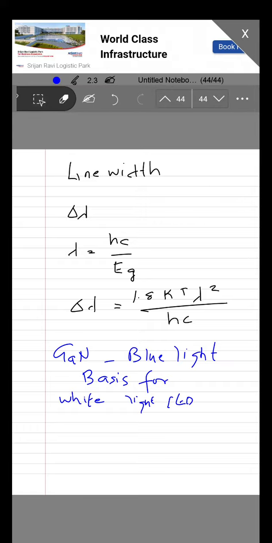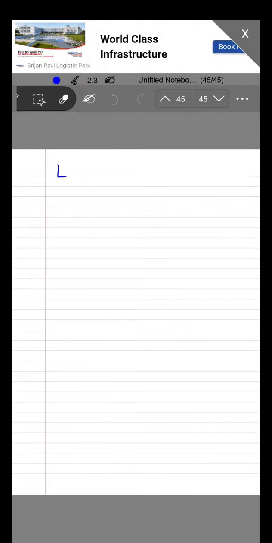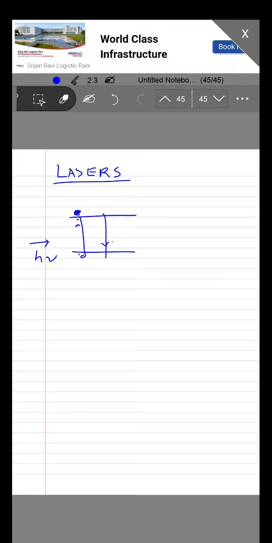Next optoelectronic device that we will talk about is lasers. Laser stands for light amplification by stimulated emission of radiation. Normally, if we have an excited level and a ground level, and we somehow cause the carrier to go to the excited state by application of energy, this creates an electron and a hole, and after some time it recombines back.